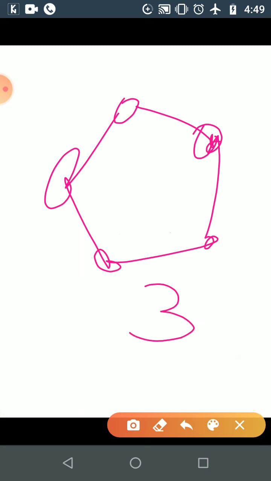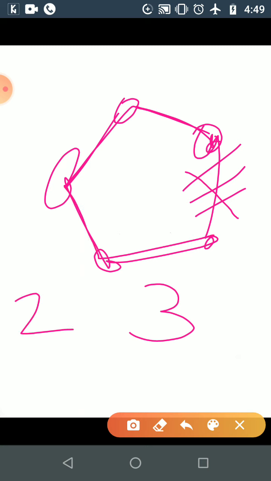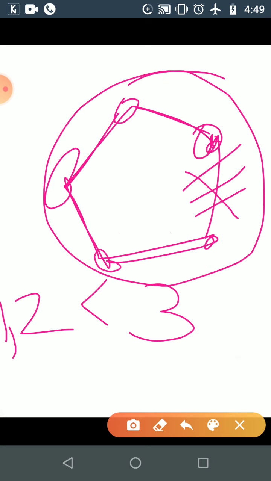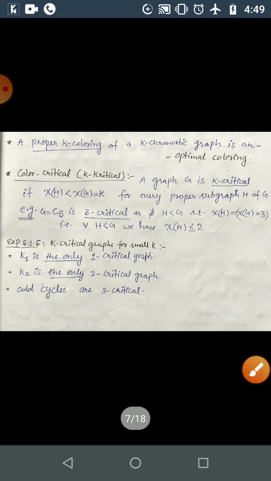Correct? And if you take any proper subgraph of this one, you need to remove at least one vertex or at least some edge. So I have just removed this one. Then I will get P5, and for P5 we know the chromatic number is 2. Correct? Which is less than 3, and obviously if you are getting P3 or some vertices only, then you will have 1. So the chromatic number will be 1 or 2 for every proper subgraph of C5. So that is strictly less than 3, and that's why this C5 is 3 critical or color critical. Okay.